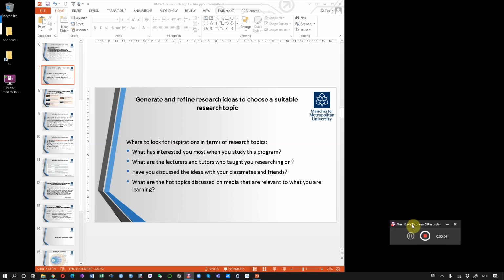To link research ideas to a robust research topic is not an easy job. You might have some research ideas in your mind, but those ideas are not necessarily suitable for an academic research project. So in terms of these research ideas, where can you find those ideas that are more likely to be the source of your research topic?